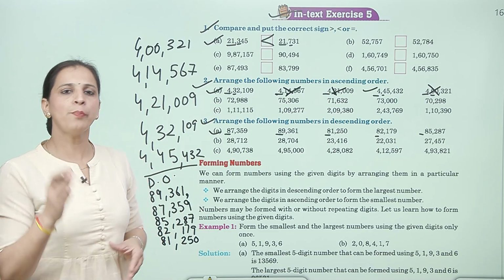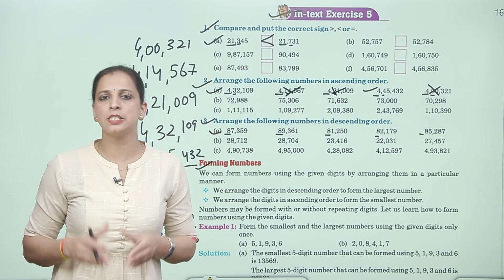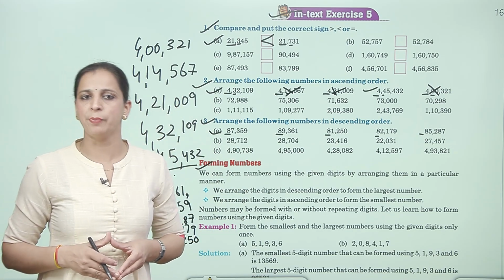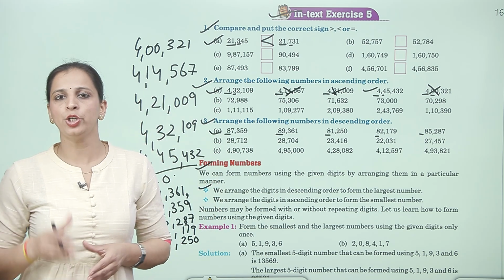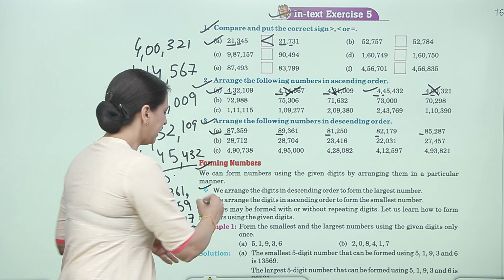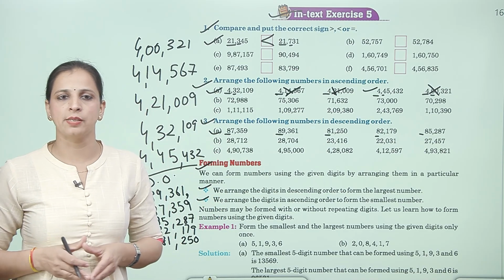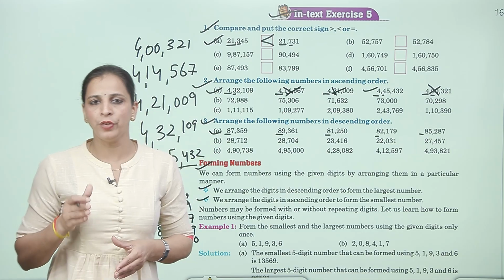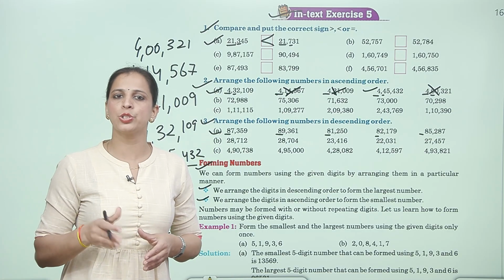Now next is forming numbers. We can form numbers using the given digits by arranging them in a particular manner. Now first we arrange the digits in descending order to form the largest number. Next we arrange the digits in ascending order to form the smallest number. Numbers may be formed with or without repeating digits. Let us learn how to form numbers using the given digits.